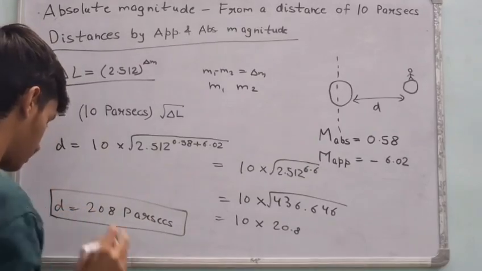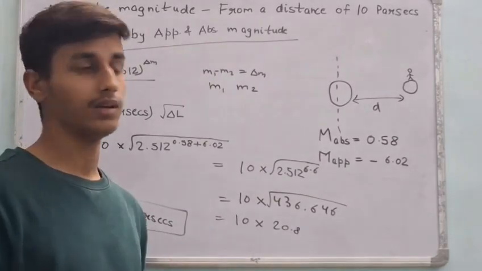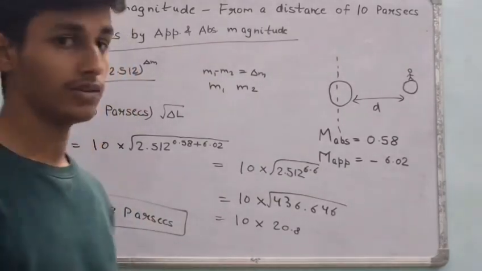So this is a very crucial and important way of finding distance in astronomy using the apparent and absolute magnitudes of stars.